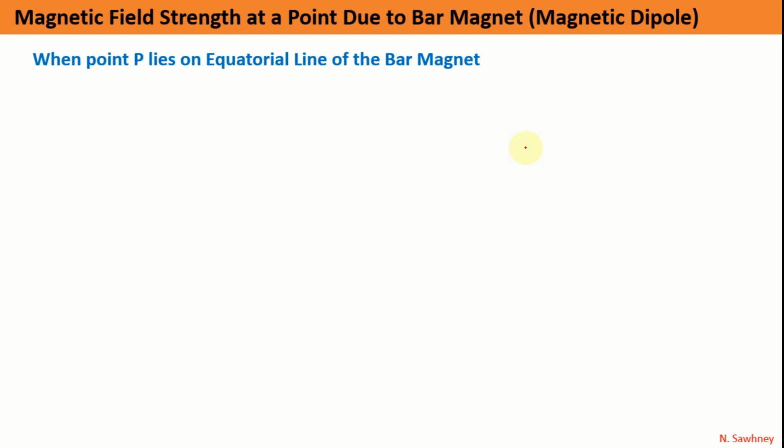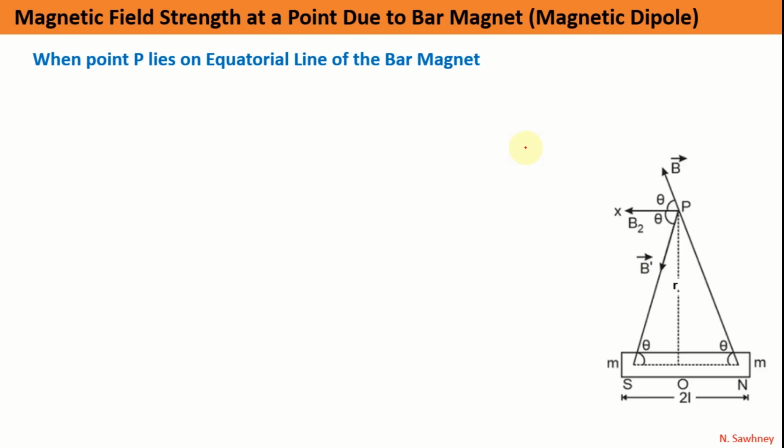Now, when point P lies on the equatorial line of the bar magnet as shown here. Here we have considered that the bar magnet is having pole strength of m, length 2L, and the point P is at a distance of R from the center of the dipole. We can easily calculate the distance PN or PS. It will come out to be under root R square plus L square.